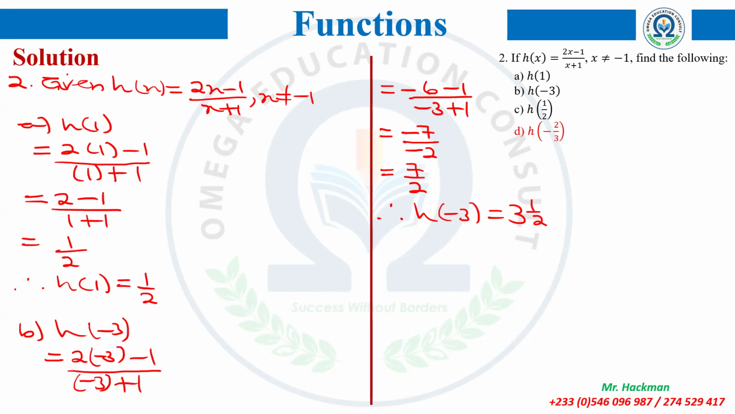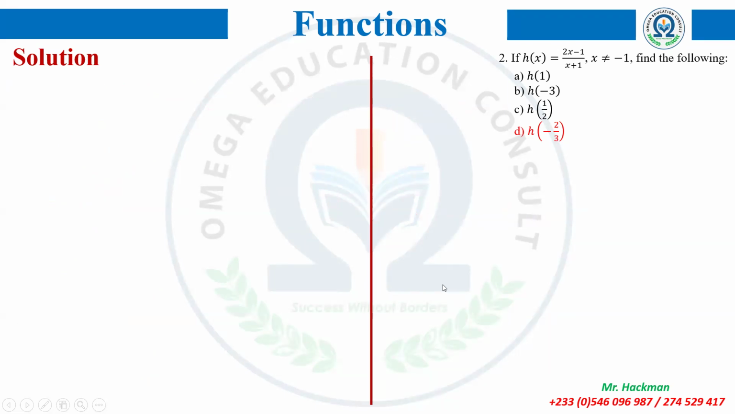So we are going to look at C. You can see that the value that you are evaluating your function at is not that pretty. It's a fraction. But don't worry, you've done order of operations, so you should be able to deal with it. So I'm going to move to the next page, then we'll do the C.